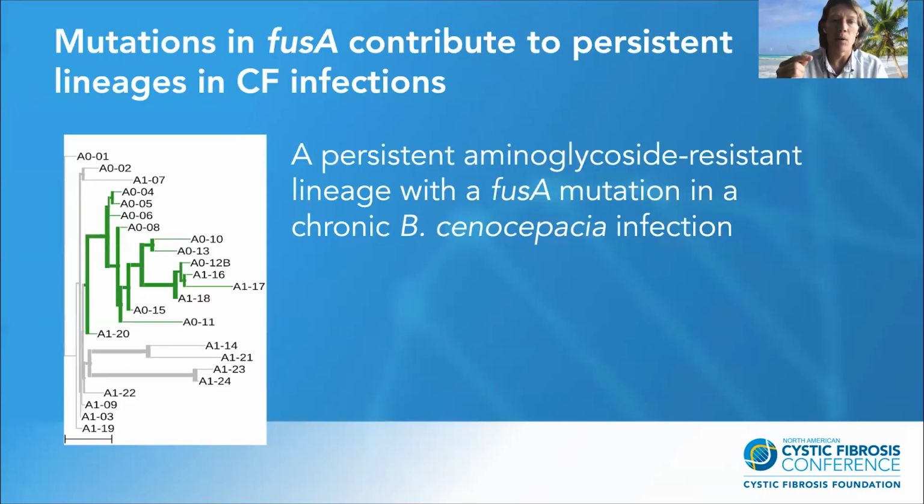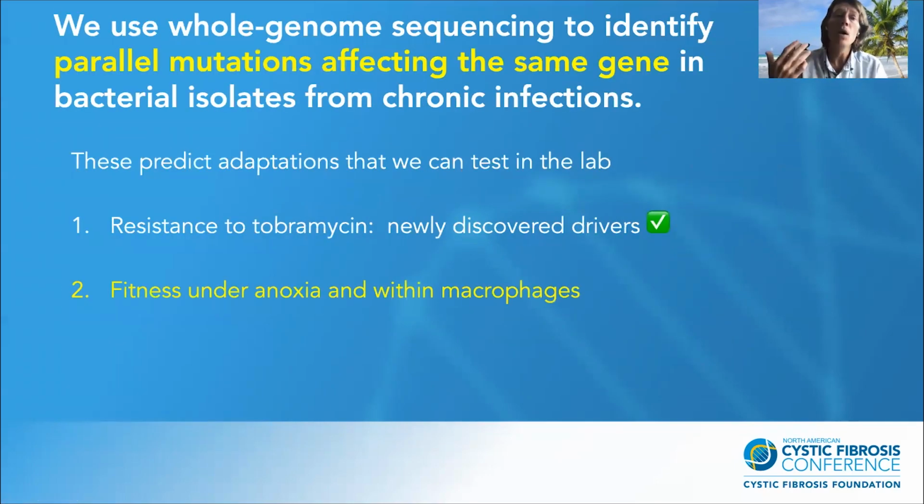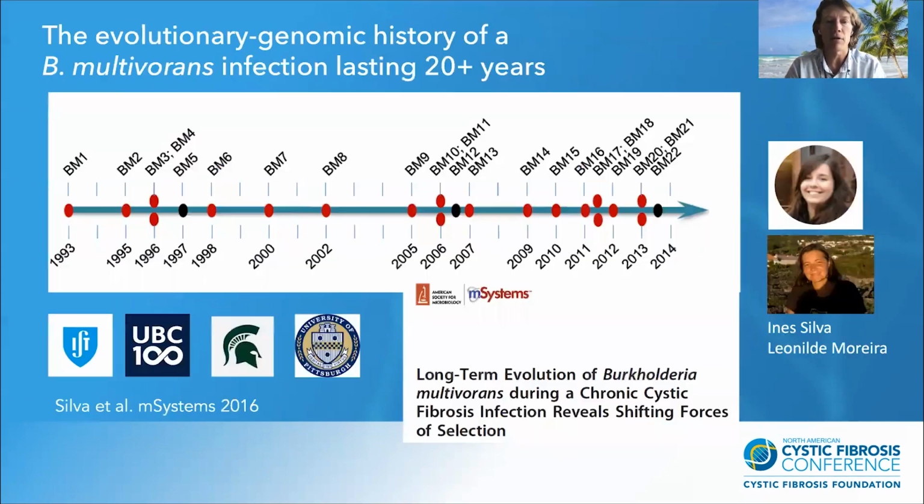Finally, I want to point out that we've seen that these mutations in elongation factor fusA in Burkholderia contribute to long-lived persistent infections in the CF airway. This is one that arose early and led to a long-lived lineage during a chronic B. cenocepacia infection. Okay, so I've shown that you can use whole genome sequencing to identify parallel mutations affecting the same gene in bacterial isolates. What about fitness under anoxia and within macrophages?